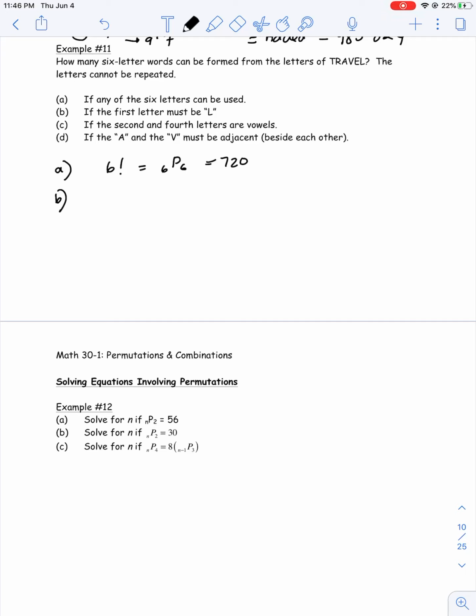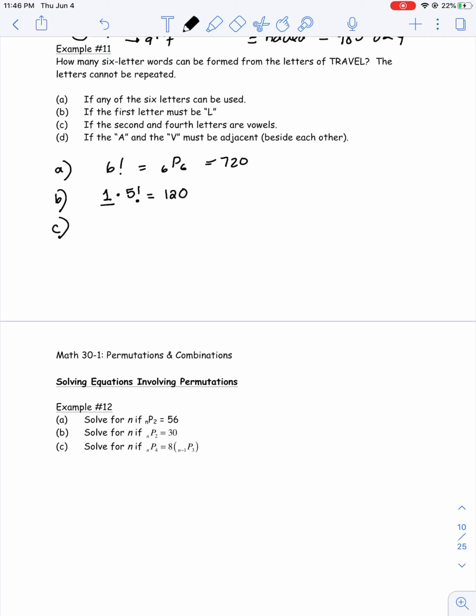B, they're saying, what if the first letter must be an L? Well, that means that the first spot will have 1 choice only, and then we're going to have 5 other letters to rearrange, so that's going to be 5 factorial. So that's equal to 120. When they tell you something has to go in a certain spot, there's only one way that can happen. That's why I put a 1 for that L.